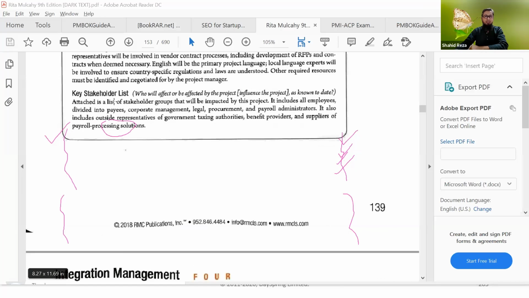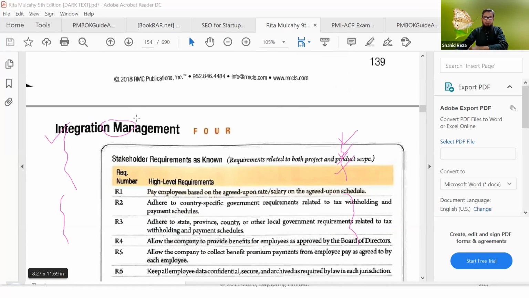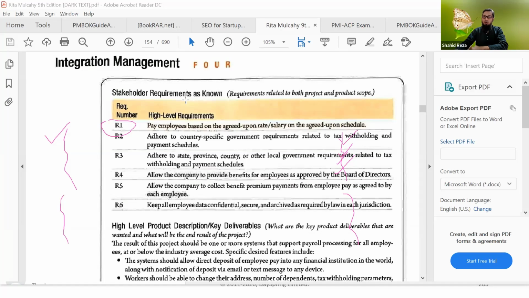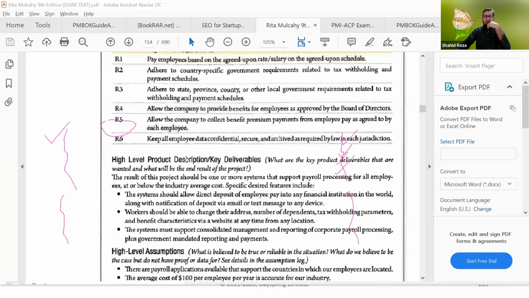Then in the next page, the list, the stakeholder requirements as known. This is the high level requirements, not detailed, because detailed requirement we will do later on. This is a high level requirement. If we know, then we can write here. Then next is high level product description, key deliverables, mainly actually key deliverables, what we are going to deliver from this project. So just in bullet point, high level, you will write these 3 or 4 things we are going to deliver from this project.